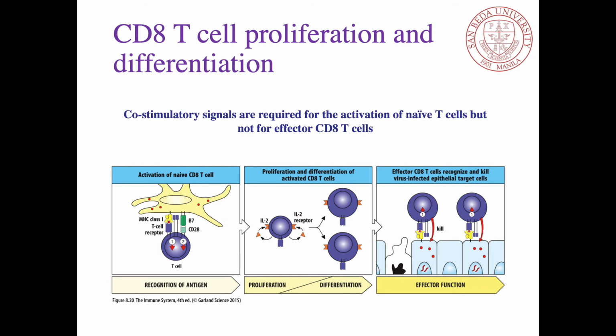Now, what I just described are those for CD4 T cells. But how about for proliferation and differentiation of CD8 T cells? Now, if with CD4 co-stimulatory signaling is required, apparently this co-stimulatory signaling is not really required for effector CD8 T cells. So there's really no co-stimulation that is required for this.